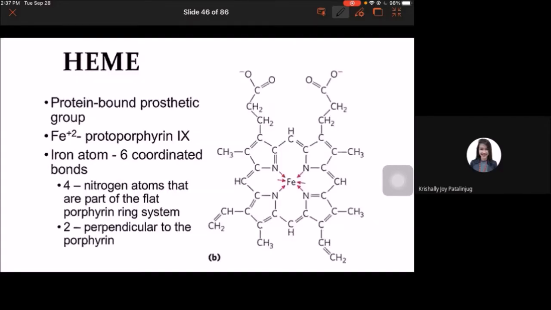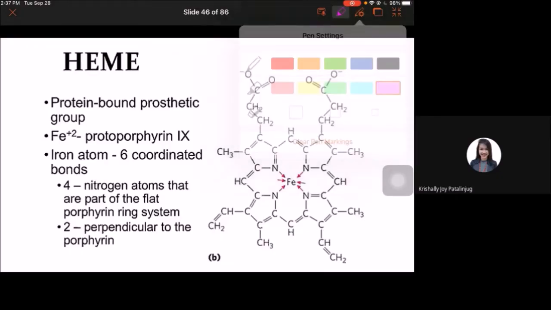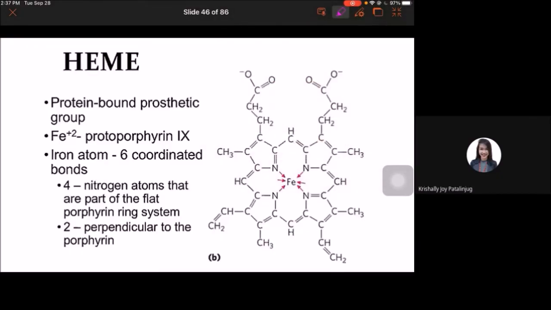Di ba? I told you this is a protein-bound prosthetic group. Kumbaga, sa centermost part ng heme structure, you can locate there the iron. And yung nagpo-protect sa kanya na sobrang laking organic ring dyan, yan yung protoporphyrin 9.